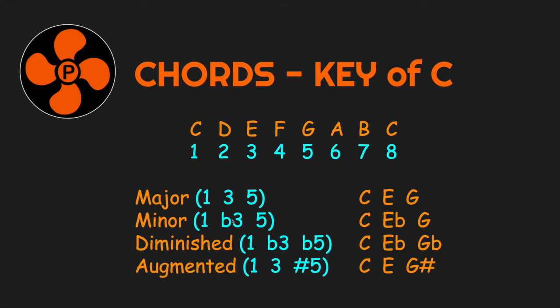The diminished chord is the same as the minor chord, except it also has a flatted fifth. So it's 1, flat 3, which is E flat, and flatted fifth, which would be G flat. And lastly, an augmented chord is similar to a major chord in that it has the first note and the third note of the major scale, and the fifth note is altered. It is raised by 1/2 step to make it sharp.